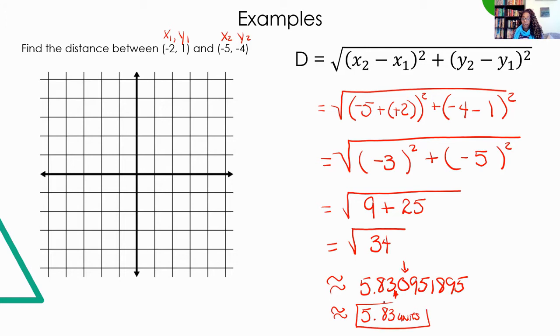The reason why I have the graph is if we wanted to graph it a little bit. So here's -2 and 1, which is right here. And we're trying to find -5, 1, 2, 3, 4, 5, and -4, 1, 2, 3, 4. So we wanted to find the distance, how long that distance from both of those points was going to be. So we're looking at 5 and 83 hundredths length, whatever the units is going to be. All right, let's try one more example.